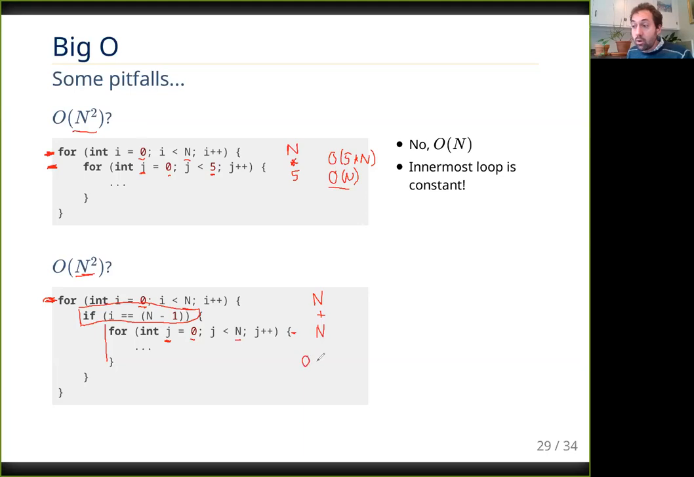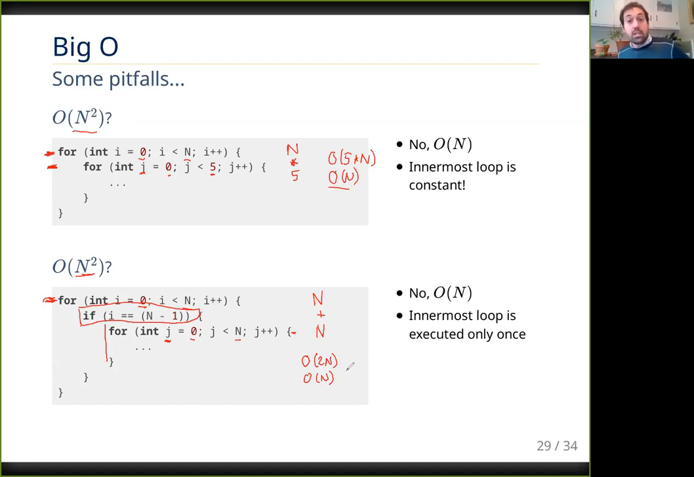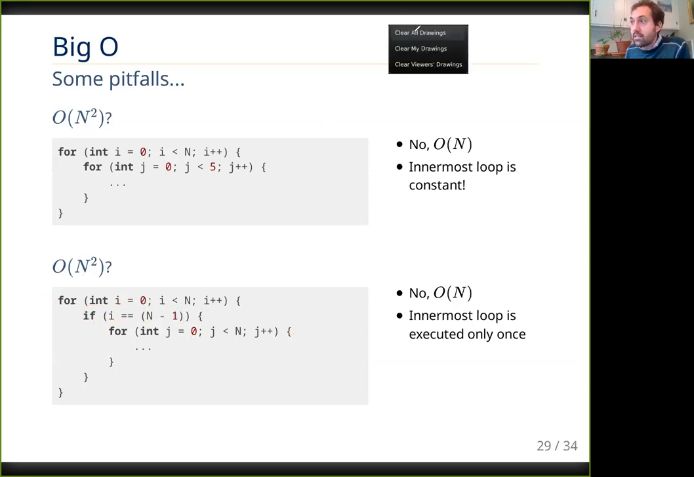And so here total, your algorithm is big O of 2n, which can be simplified to big O of n again, because the inner loop is only executed once. So you have to be careful about those pitfalls when you actually look at a certain code and you try to determine what is the big O complexity of that code. Okay, let's continue.